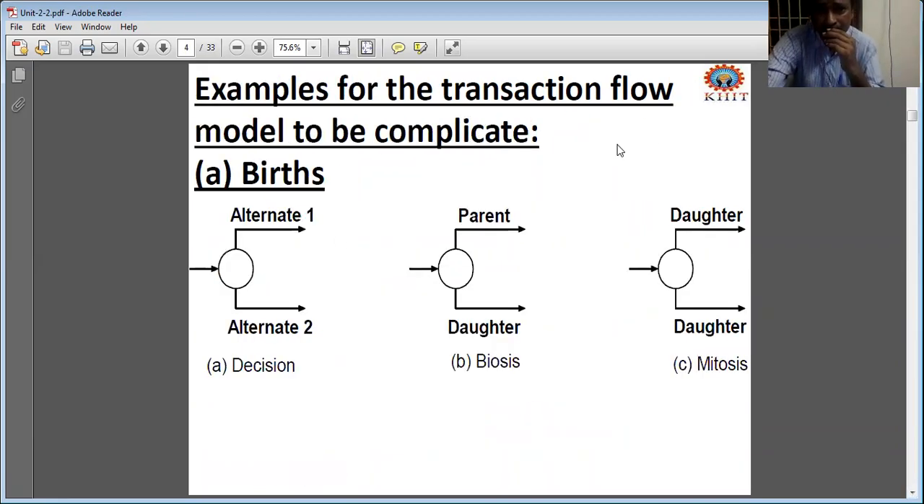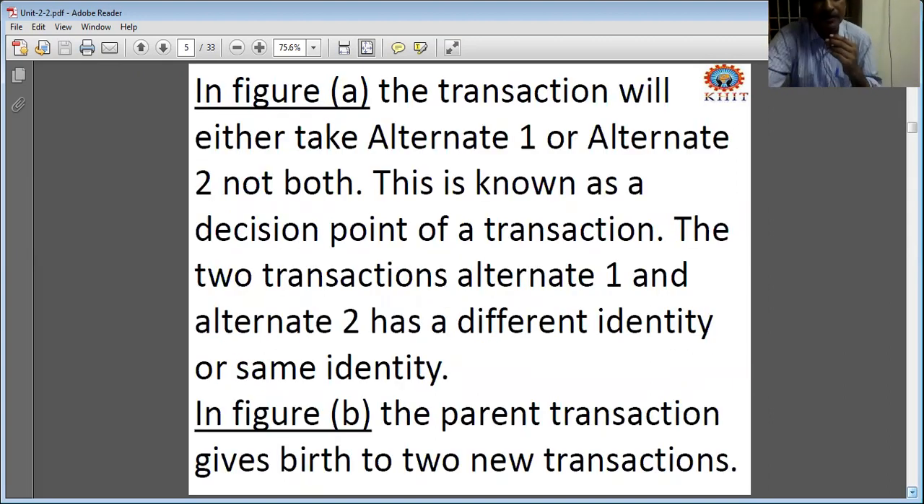Examples for the transaction flow model to be complicated are births. Birth is one decision. Decision means one incoming, two outgoing. Then biosis means one incoming, two outgoing. In this, one is parent, the second one is daughter. Mitosis means one incoming, two outgoing. In this, both are daughters. Parent is not there.